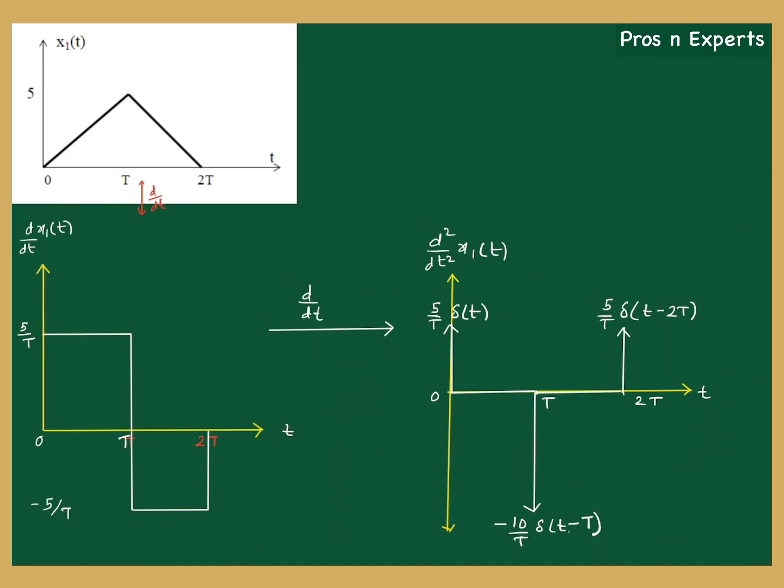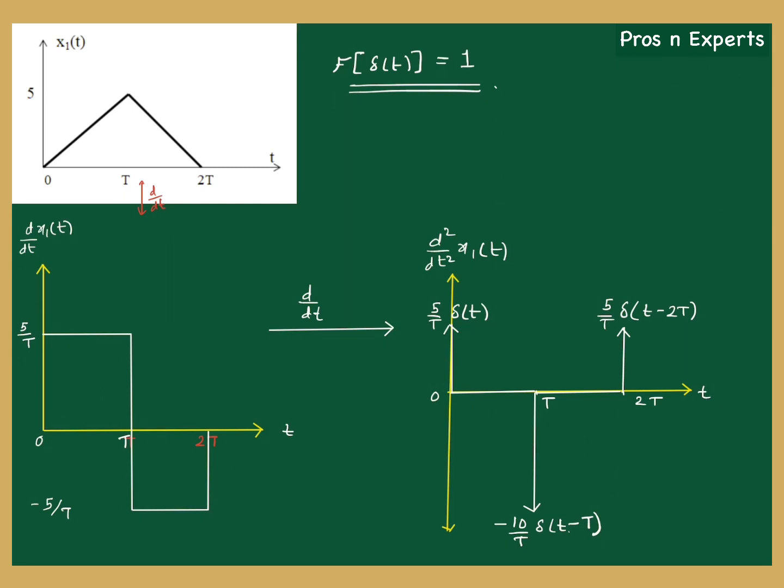Now what we have in d square by dt square s1 of t is 3 impulses, right? 3 impulses. And I have told you finding the Fourier transform is very simple because impulse signal is the easiest signal to find out its Fourier transform. Why? Because what is the Fourier transform of impulse? Fourier transform of del of t. What is that? It is 1. So that's why I'm saying it's the easiest signal to find out the Fourier transform of.